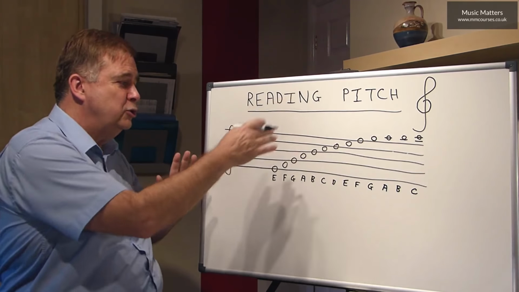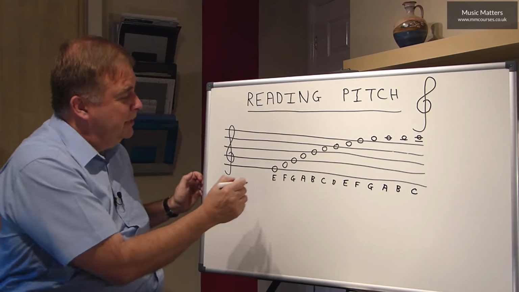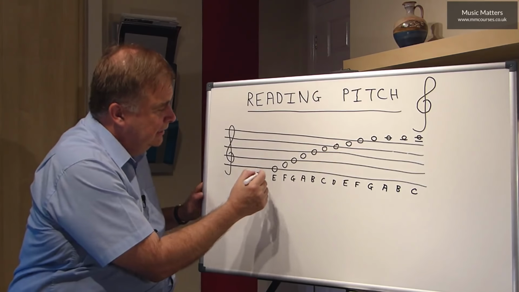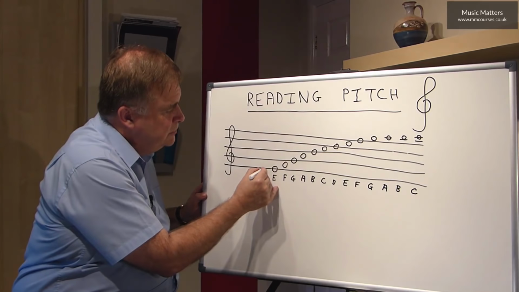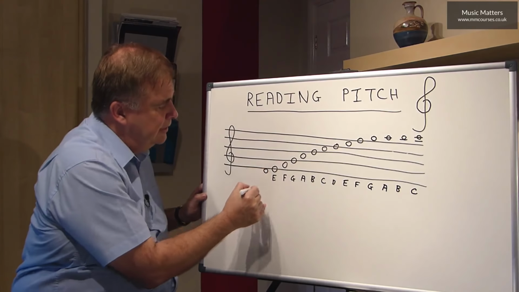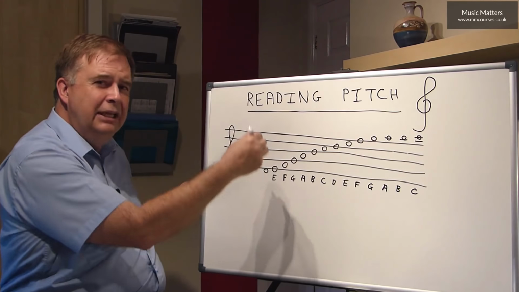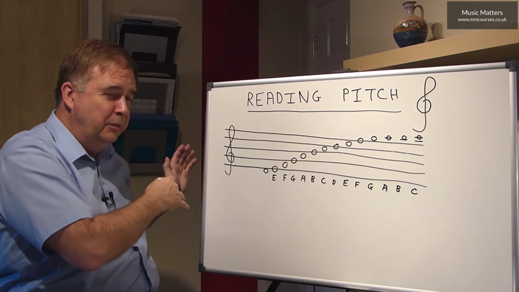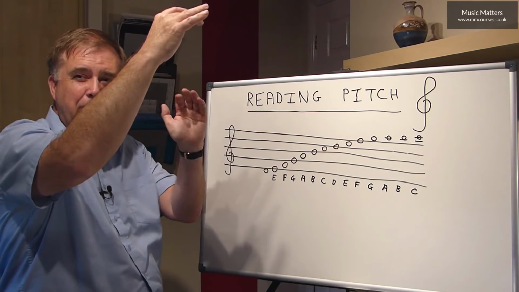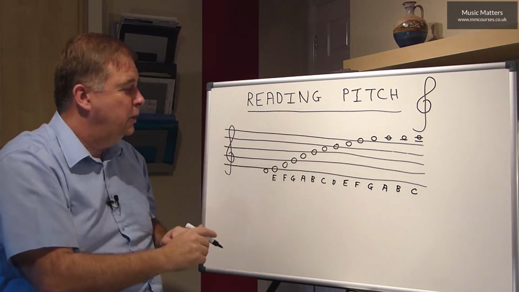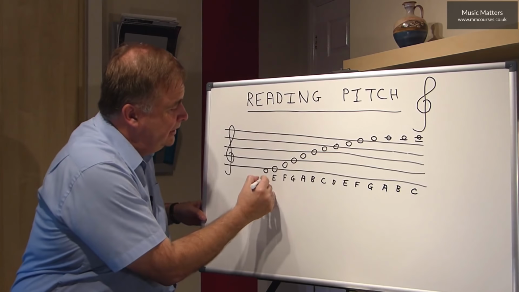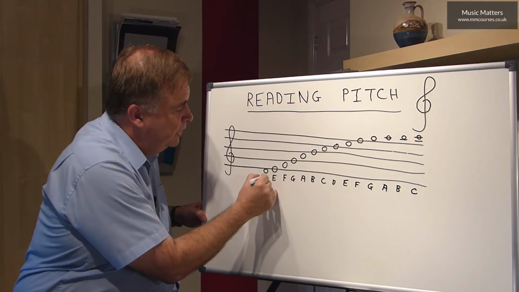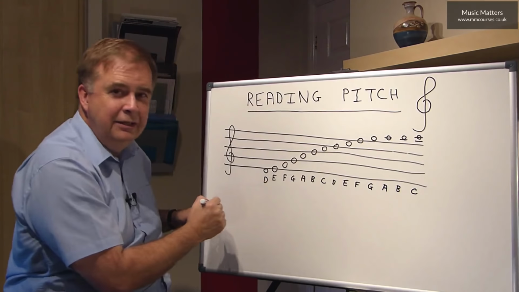The same is also true this end. Because if this note is E, well, there's a space just below E there, isn't there? And if this one is E, and we're now going down, we must be going backwards through the alphabet. When we're going up, we're going forwards through the alphabet. When we're going down, we're going backwards. So if this one is E, this must be the note before E in the alphabet, which is D.